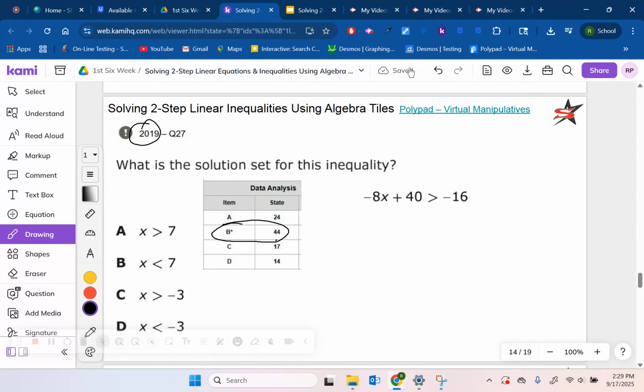So again, here, I got negative 8x plus 40 is greater than negative 16. So if I go that minus 40, this is where we have an issue. I would still model this. I would still say, you know what, I got plus 40. These are base 10 blocks right here, little 10s on there. And then say to get rid of them, I just make them negative, right? And just kind of shade them in.